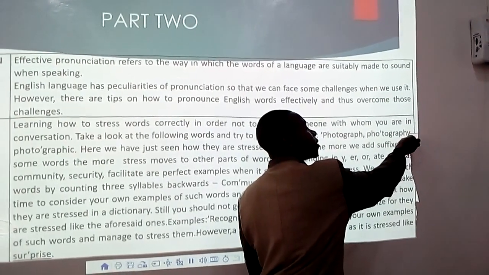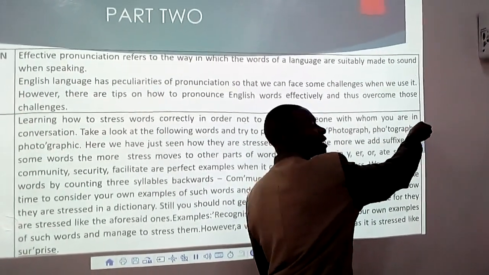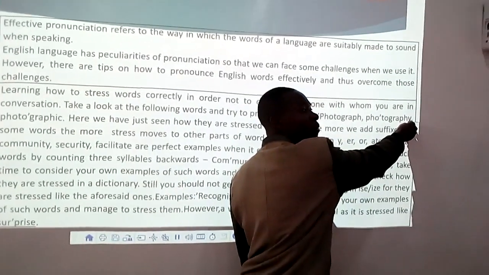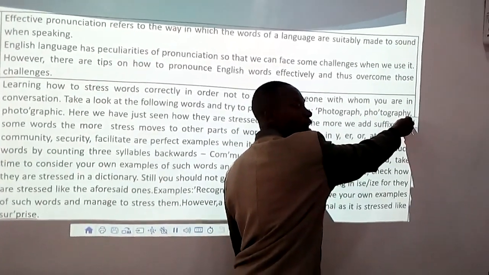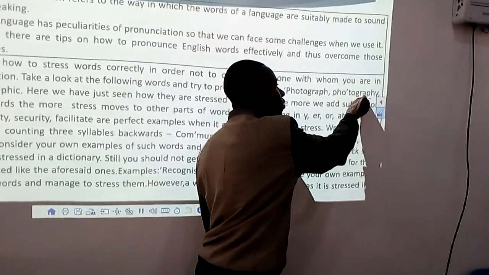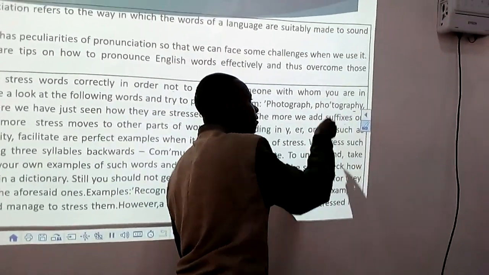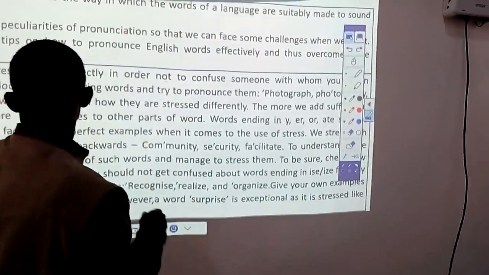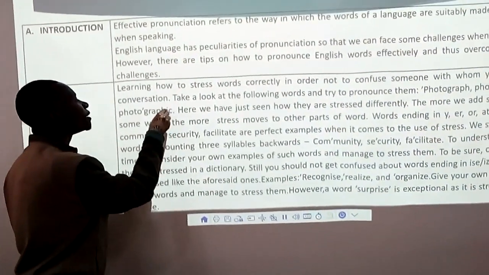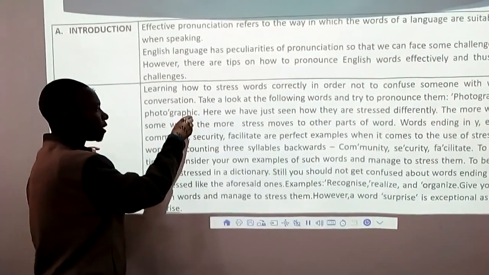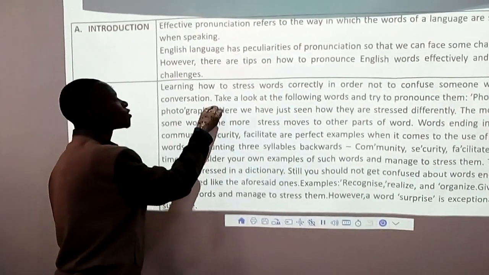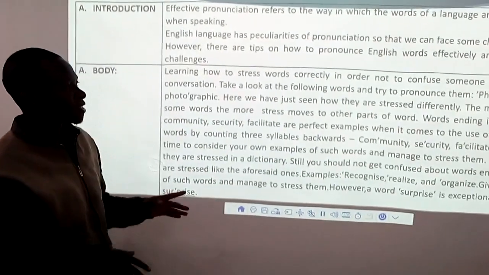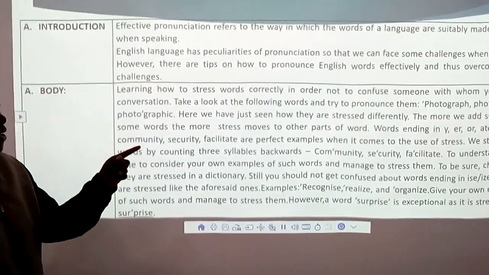When you have been given words ending in y like this, you count 3 syllables backwards, then you get to stress. How? 1, 2, 3. It has been caused by this, and this has been caused by this very ending. Okay? 1, 2, because of this ik. And mathematics.